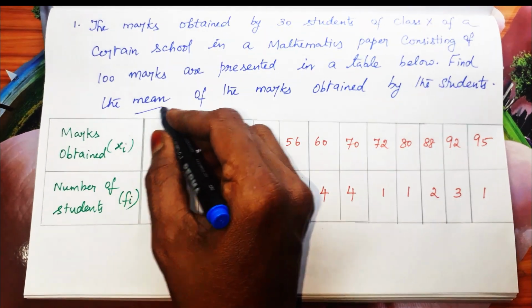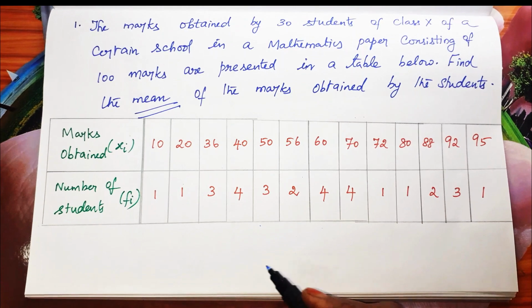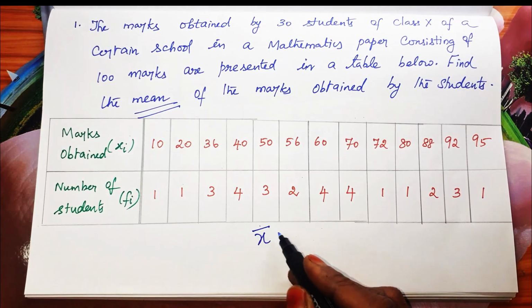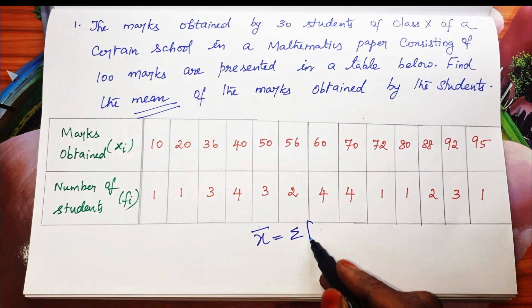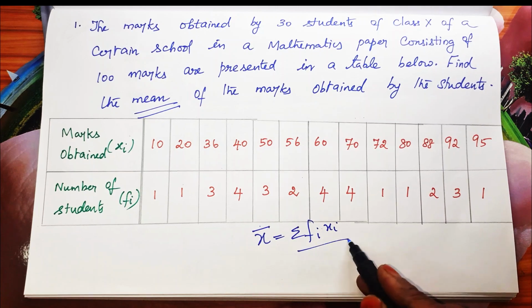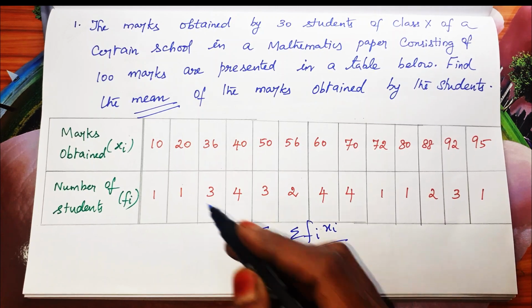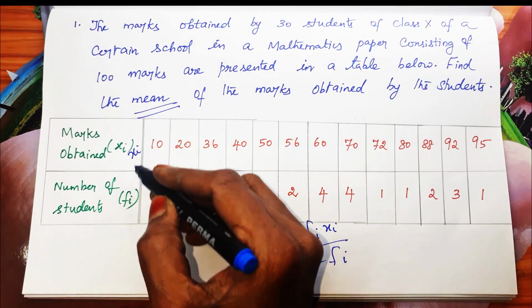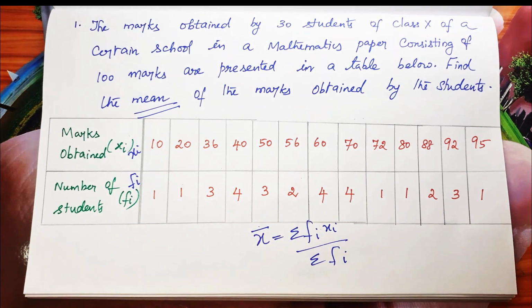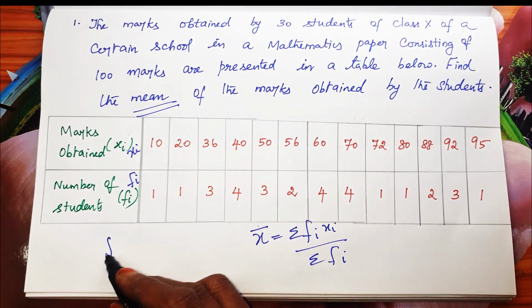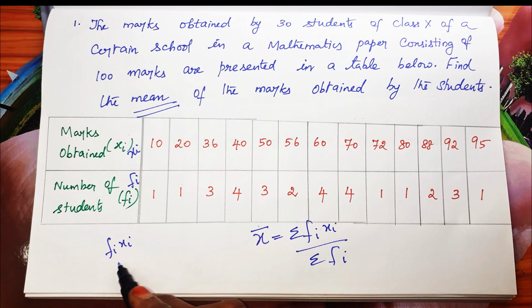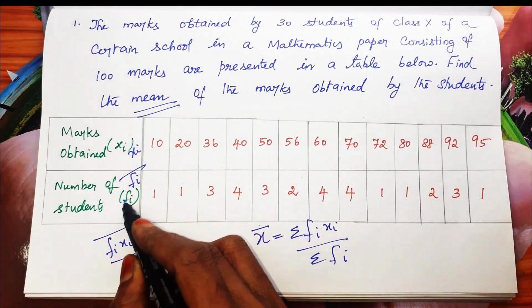What are we going to calculate? We are going to calculate the mean. What is the formula for mean? Mean is equal to summation fi xi by summation fi. This is my xi values and this is my fi values. So I have to multiply fi and xi. Then I have to add this and this. Am I right?